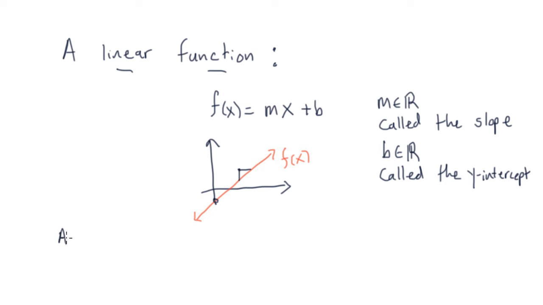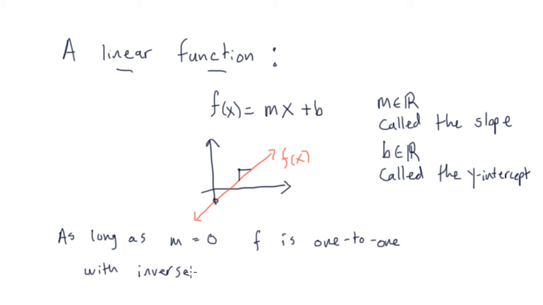And now, as long as m is not 0, so the slope is not 0, the function f is 1-to-1, and the inverse, well, we can just solve. We do our same tricks. We solve for y, or we switch x and y and solve for y in terms of x, and the inverse ends up just being x minus b over m.